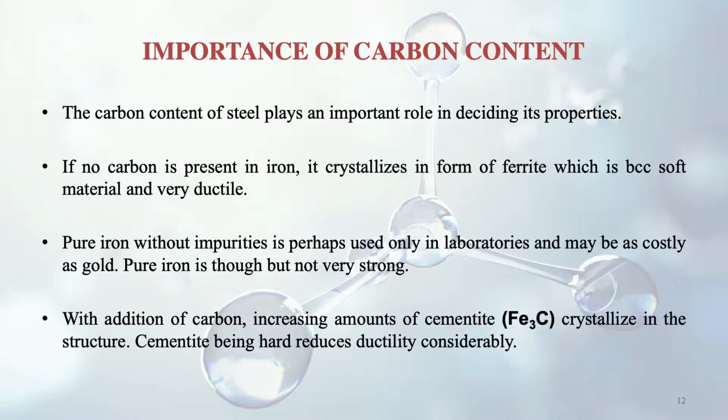With addition of carbon, increasing amounts of cementite are formed. Like ferrite we discussed, there is another thing called cementite, which is given by the chemical formula Fe3C. So this has hardness property and its strength is also more. With addition of carbon, this cementite is formed and it crystallizes in its own structure. Cementite, like I told, is very hard and it reduces ductility considerably.